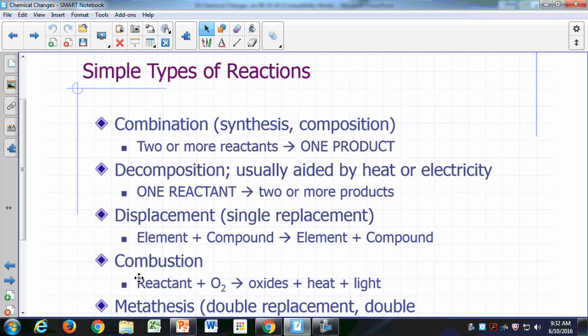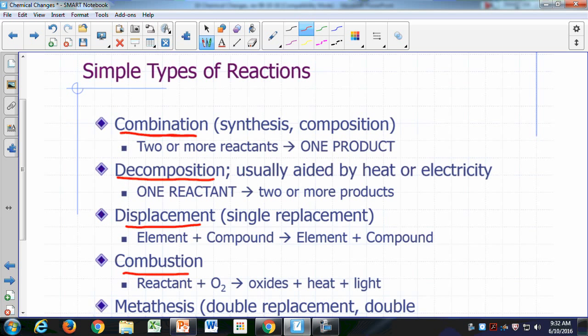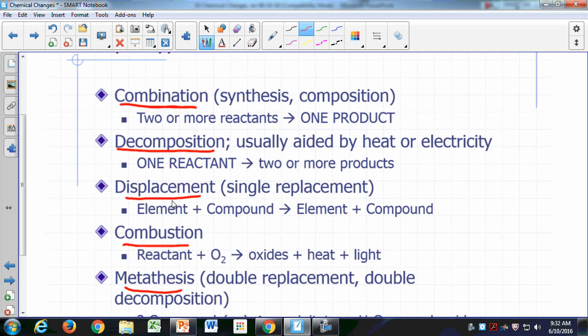A lot of simple reactions can be classified as either combination, decomposition, displacement, combustion, or metathesis reaction. A combination reaction is also known as synthesis or composition, and it's fairly easy to tell if a reaction is of combination type. Basically, you have just one product. So you have two or more reactants combining to make one product.